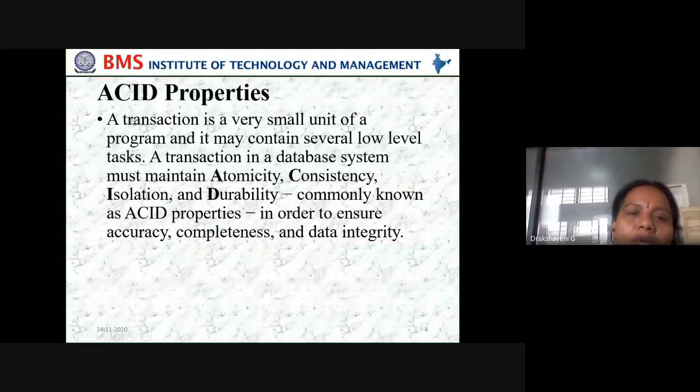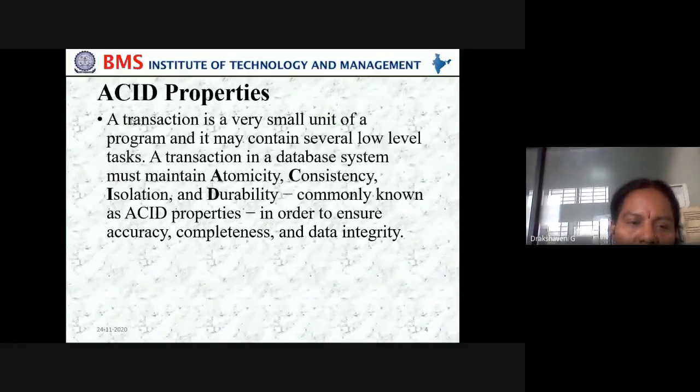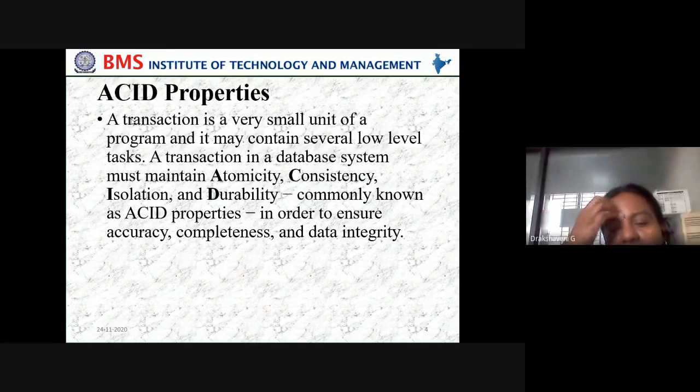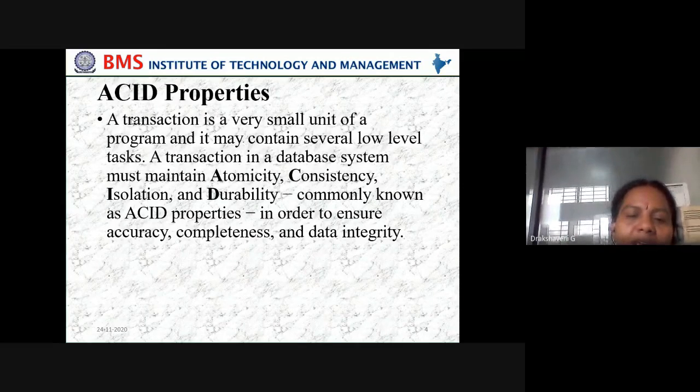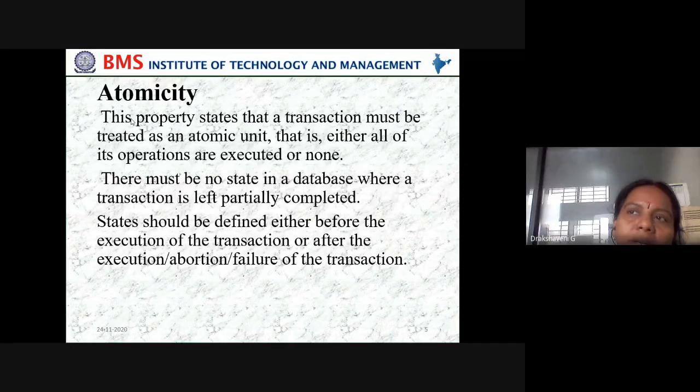Then we have seen about the ACID properties. A transaction is a very small unit of a program, and it may contain several lower level tasks. A transaction in a database system must maintain atomicity, consistency, isolation, and durability, commonly known as ACID properties, which we have seen, in order to ensure accuracy, completeness, and data integrity. Then what is atomicity? Either you complete the transaction or you don't complete the transaction.